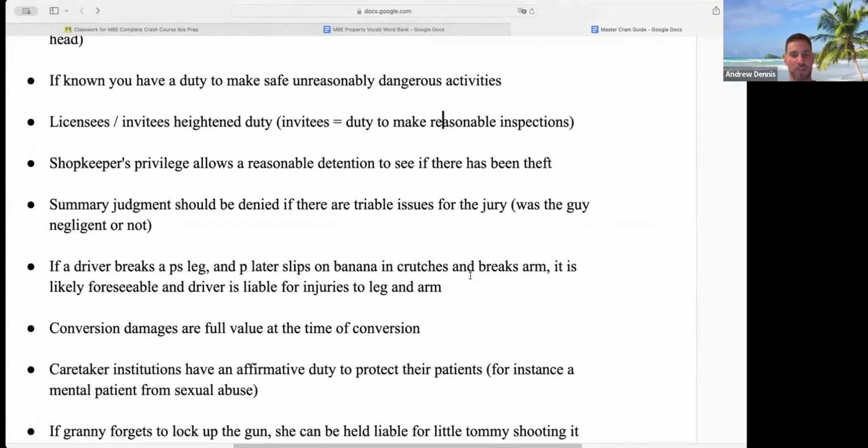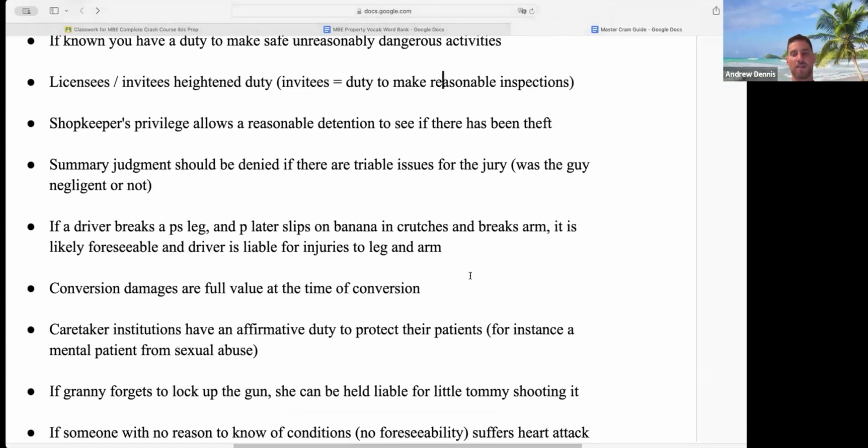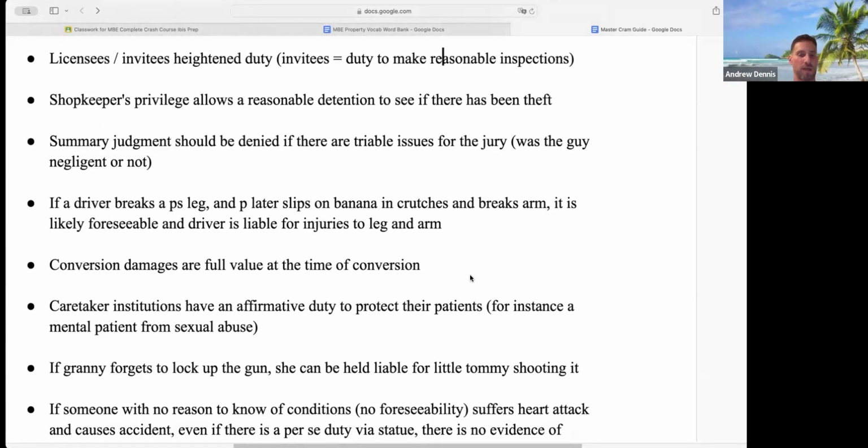If a driver breaks a plaintiff's leg and the plaintiff later slips on a banana while he's on crutches and breaks his arm, it's likely foreseeable and the driver is liable for injuries to the leg and the arm. Be wary to say it was superseding or intervening because it's pretty much, if you give a mouse a cookie, then he's going to ask for a glass of milk. Like one thing is pretty foreseeable to lead to the other. It's more difficult than you would imagine to break the chain of foreseeability on the torts questions on the MBE.